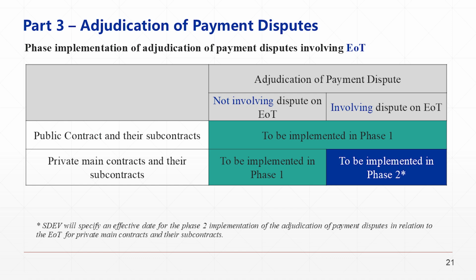This arrangement allows the government to comprehensively evaluate the implementation of the ordinance and, where necessary, improve the adjudication mechanism based on the experience gained. Once the adjudication mechanism becomes well developed, the Secretary for Development will specify an effective date to extend the application of the adjudication mechanism to payment disputes involving EOT arising from private main contracts and their subcontracts.